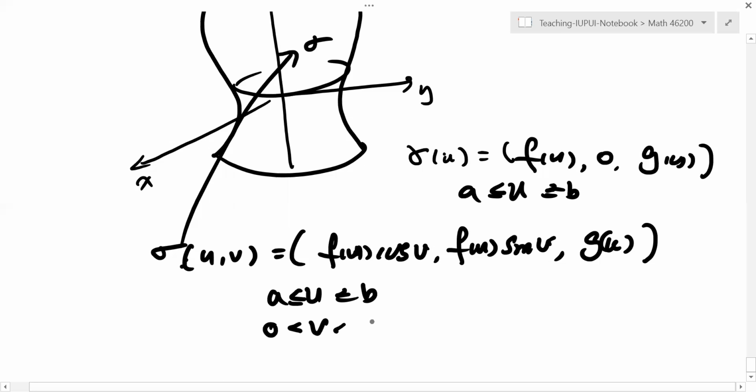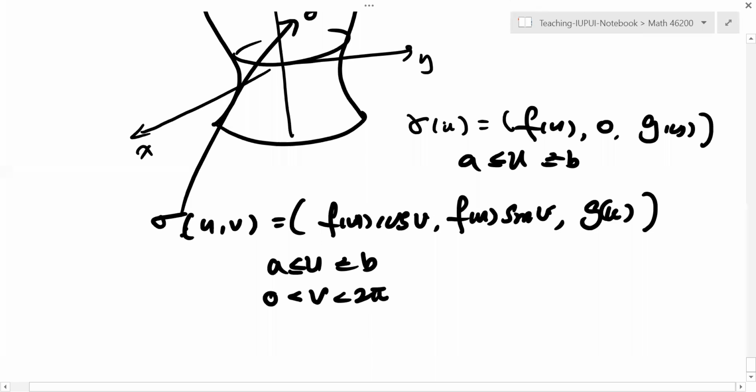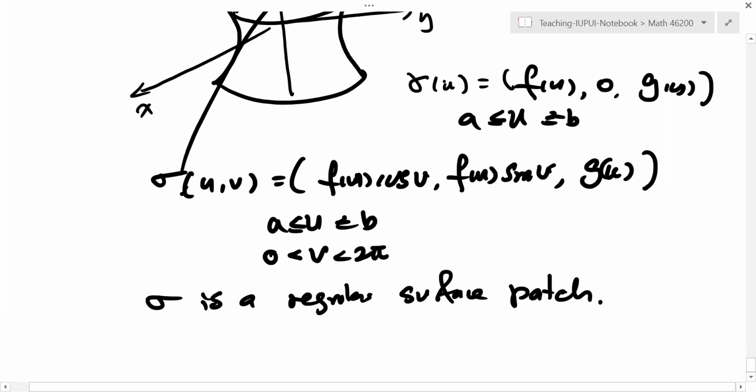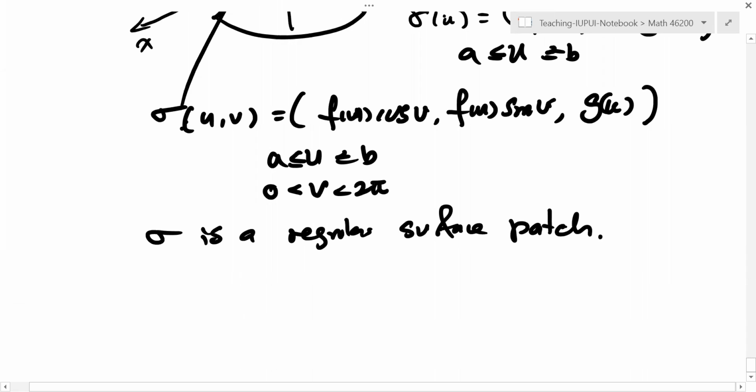Maybe I just choose this one. Then this is a surface patch for that. Then sigma is a regular surface patch for the surface. So let's check whether this is going to be regular now.